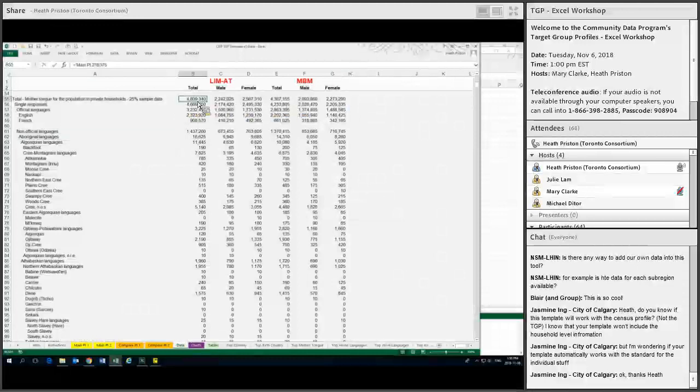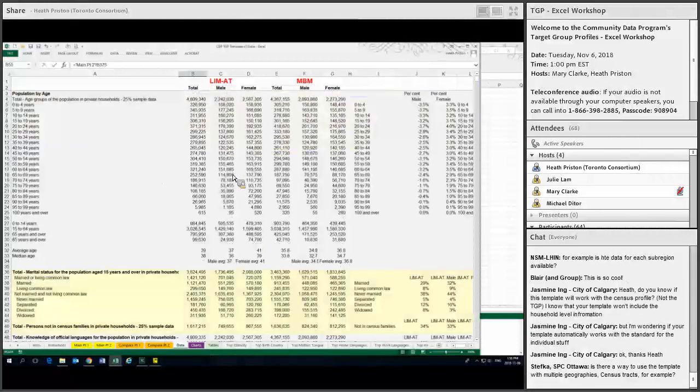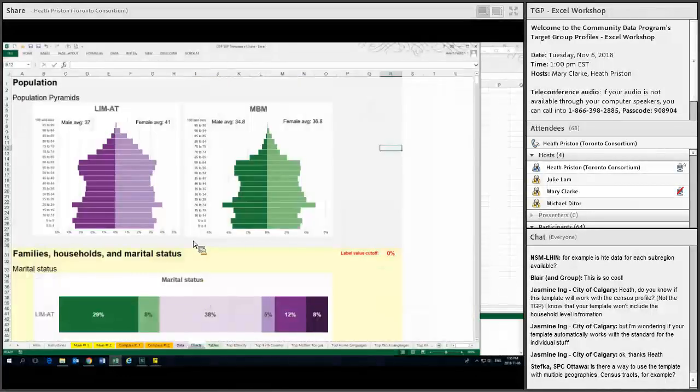Again, there's a nice little keyboard shortcut of Control, Shift, and down to be able to select all the information down. That's what I'm doing to do that quickly. And then Control C to copy. And I'm pasting it one row down to make sure it lines up. Perfect. And this is MBM. There we go. Okay, so it's pasted.